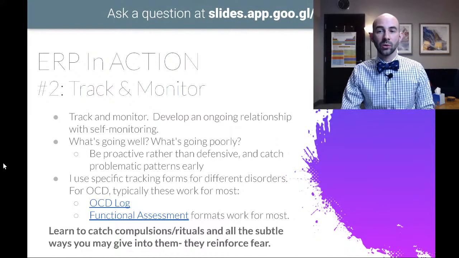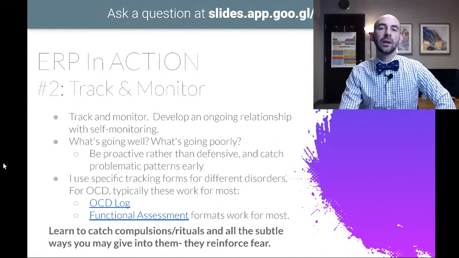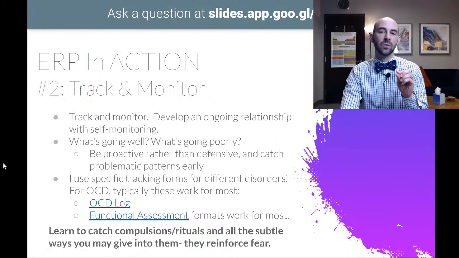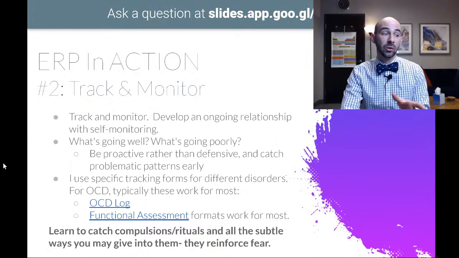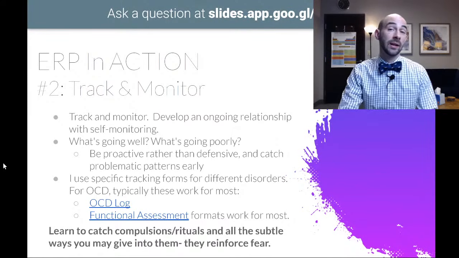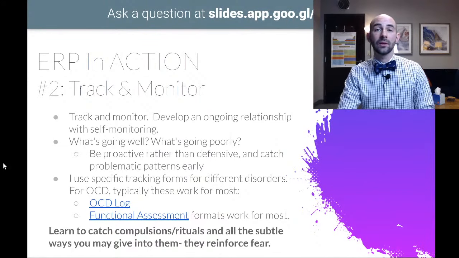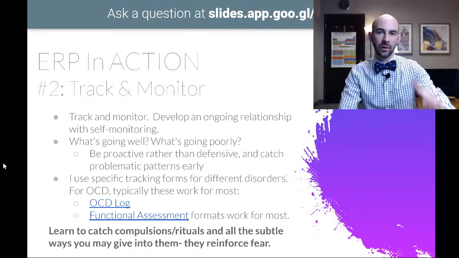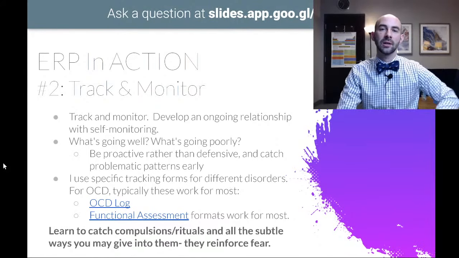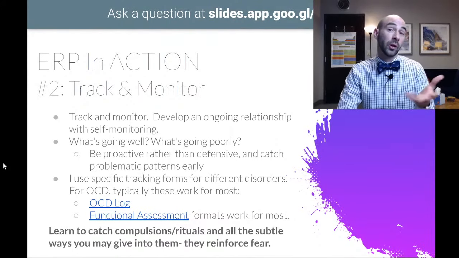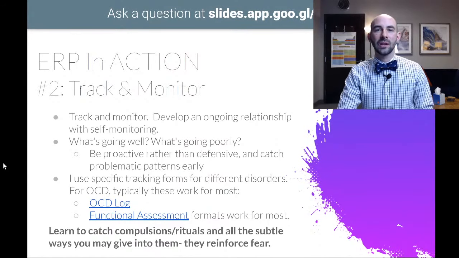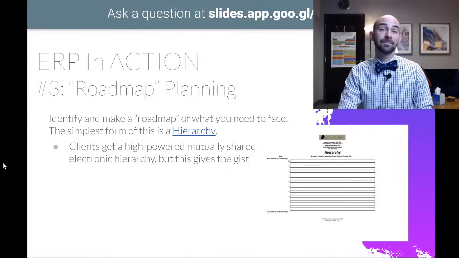And then also the functional assessment can be another tool. We have to learn to catch compulsions and rituals in all the subtle ways that we can give into them. Looking away quickly as opposed to just glancing like you might normally glance if you didn't have fear driving it or disgust driving it. All those things reinforce the fear, reinforce the disgust, reinforce the obsession. If we're compulsing, we've got to catch our compulsions. Sometimes they really are very subtle.